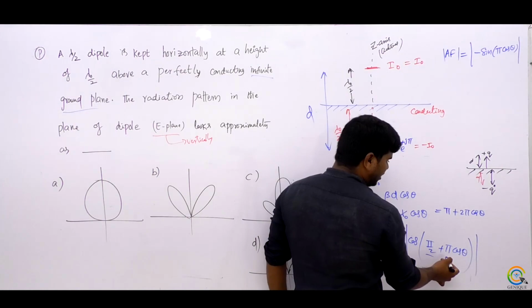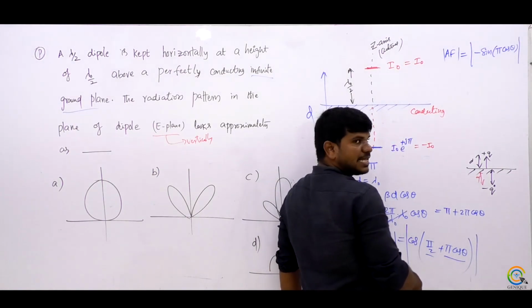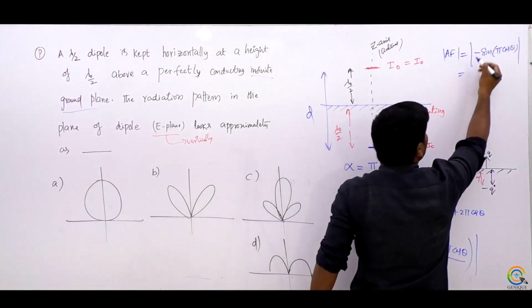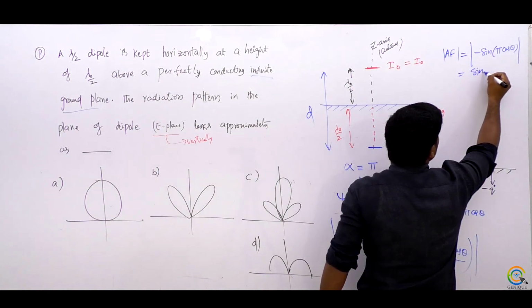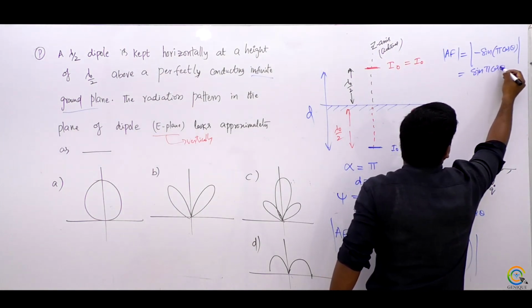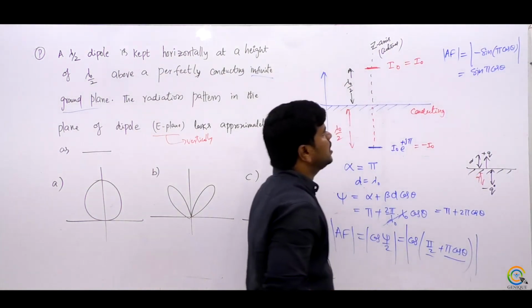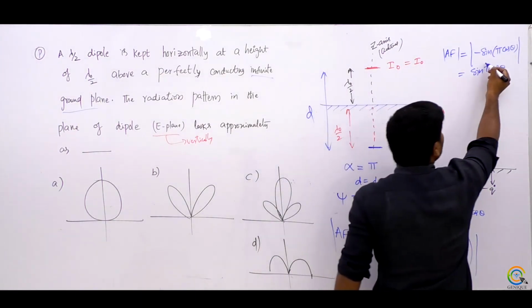Cos of 90 plus theta, so minus sine theta. Because of the mod, you can also write sine of pi cos theta. So this is the AF: sine of pi cos theta.